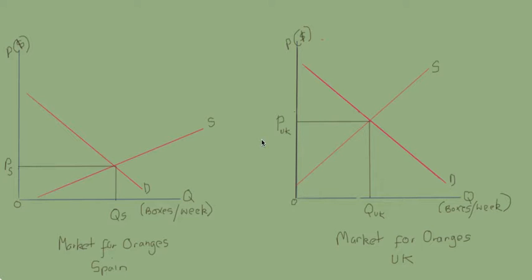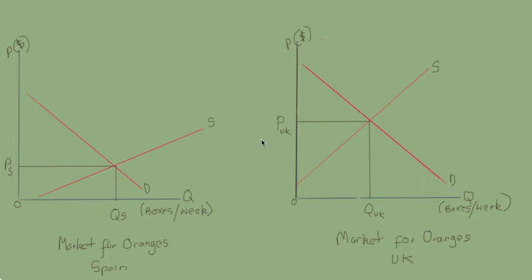So what we have here is two demand and supply diagrams for two different countries, Spain and the United Kingdom, and this is the market for oranges. So I've labeled my axes carefully. I'm using US dollars for the price, but that's okay. And then we have quantity. We have to specify a unit of measurement. So we've got boxes of oranges, and of course demand and supply always has a time dimension. So we're saying that we're looking at boxes of oranges produced and consumed in the course of a week.